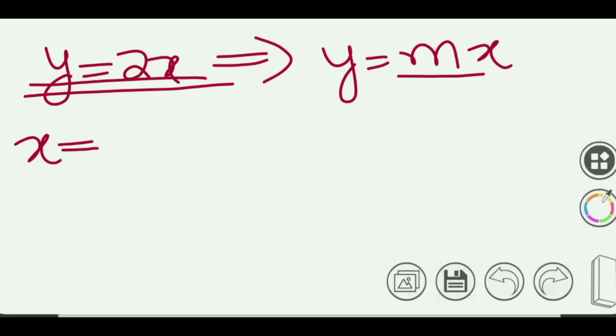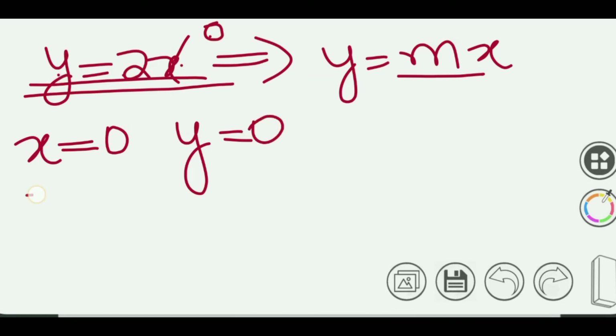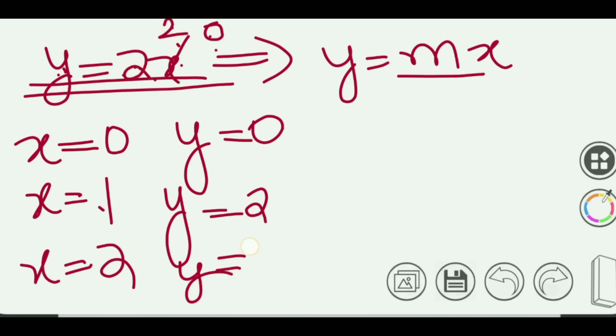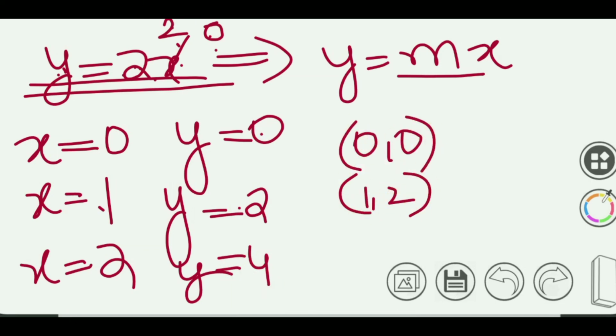Same way, if x is equal to 0, y is equal to 2 into 0, that is 0. So you're getting y is equal to 0. You are taking x is equal to 1. Y is equal to 2 into 1, which is 2. So x is equal to 1, y is equal to 2. If you want, take one more point. X is equal to 2, y is equal to 2 into 2, 4. So y is equal to 4. You got 3 points: (0, 0), (1, 2), (2, 4). We'll plot this and see.